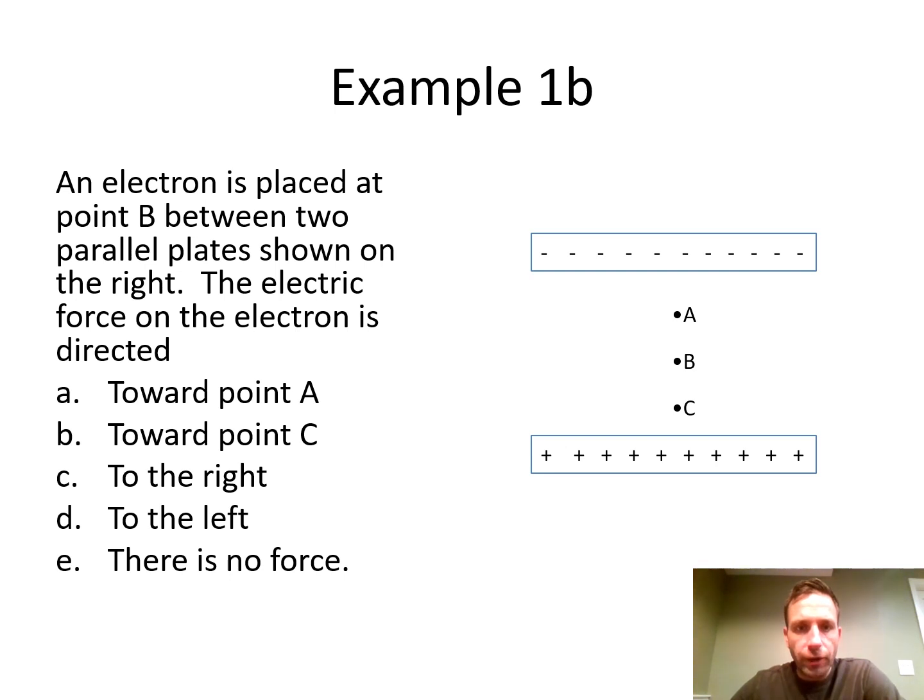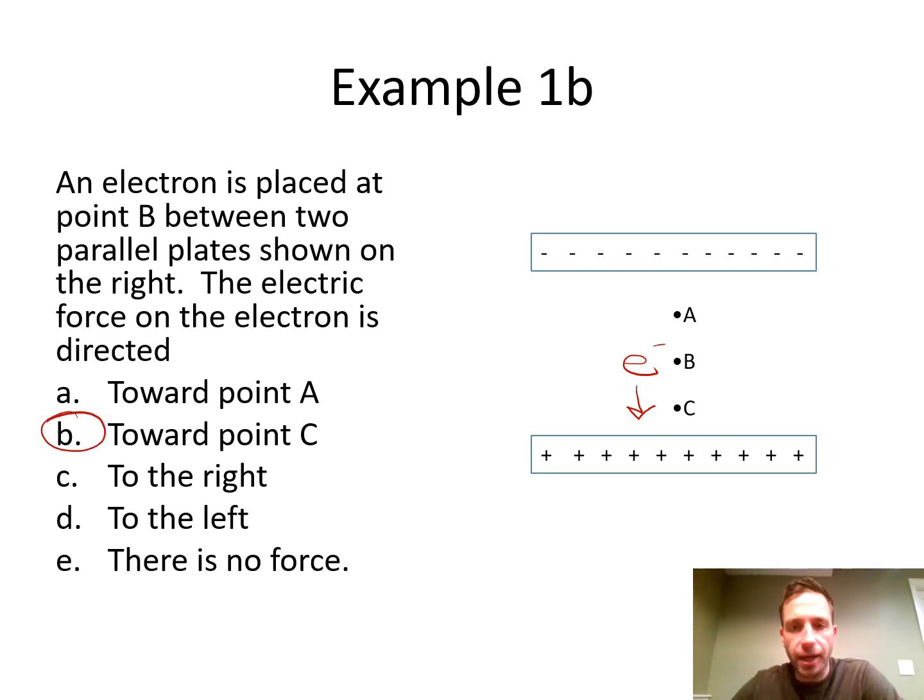An electron is placed at point B between the two parallel plates. The electric force on the electron is directed. Well, if we placed an electron at point B, the electron is negative. It would repel from the negative plate and attract to the positive plate, and so the force on it would be downward towards point C.